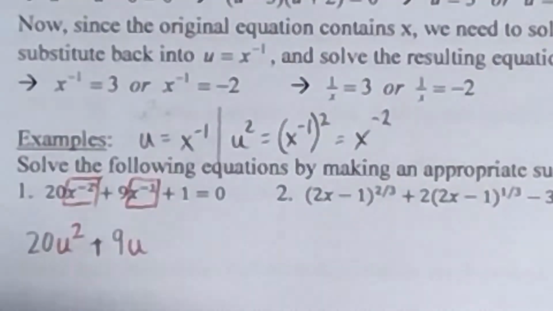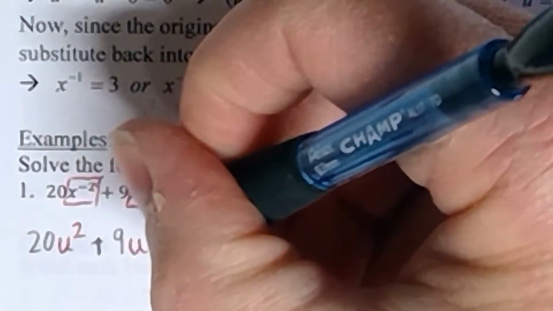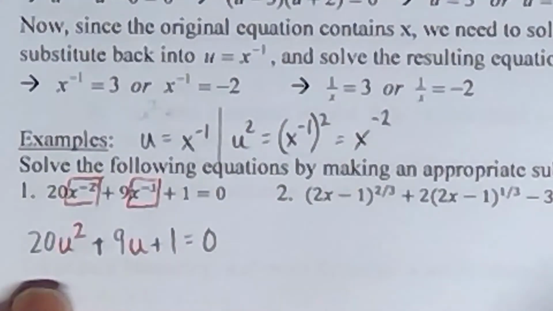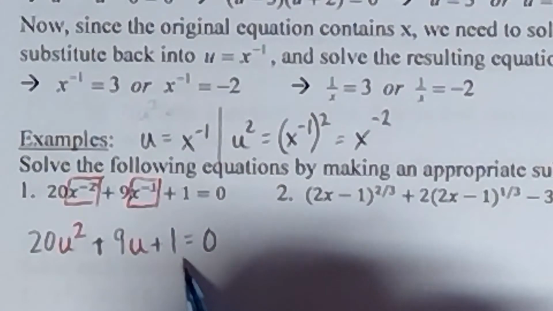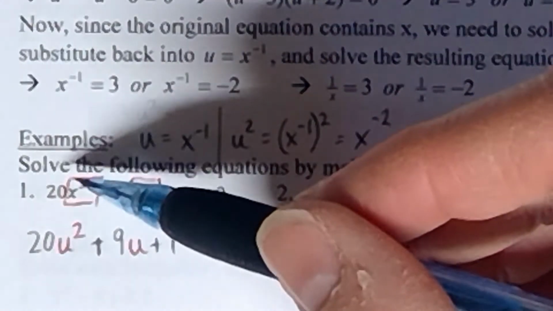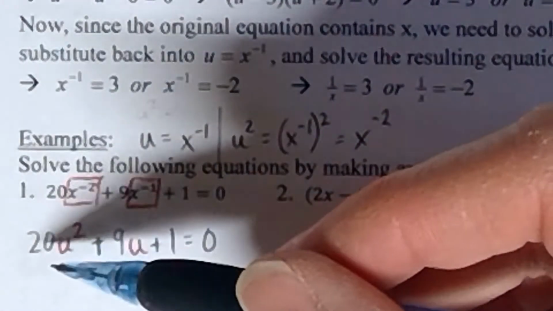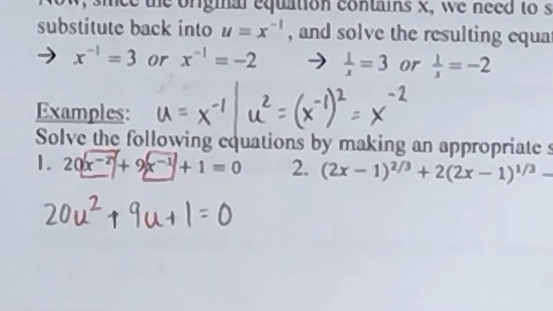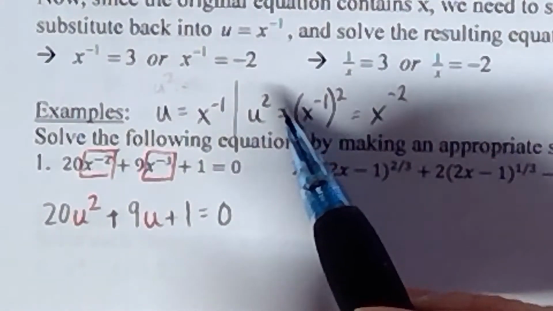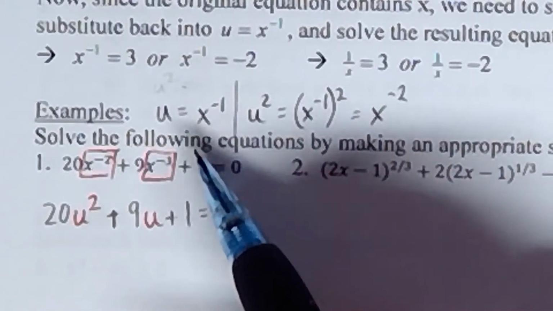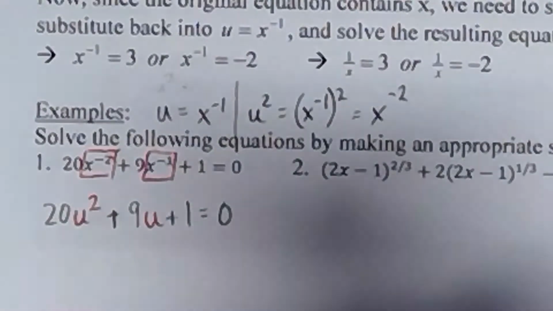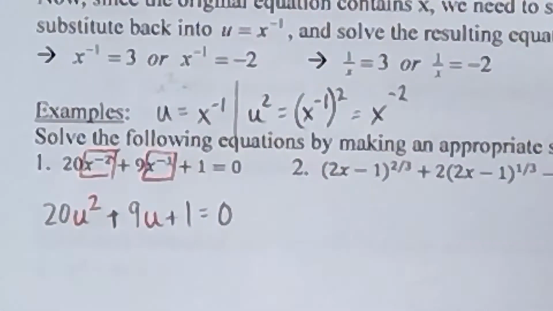Now, why would I want to replace it with the u? It's because it now looks like a quadratic equation. And it needs to be a one-variable quadratic equation, so you need to get rid of the x's on this step and just have u's in there. U should be your only variable. So that's a strategy that you need to take in order to make it look like a quadratic equation.